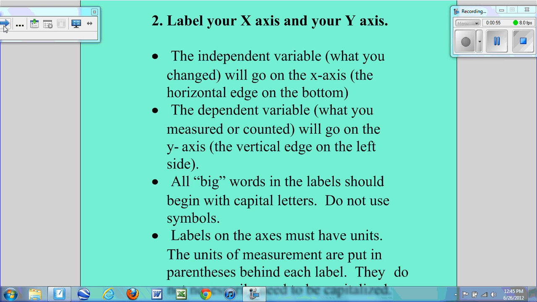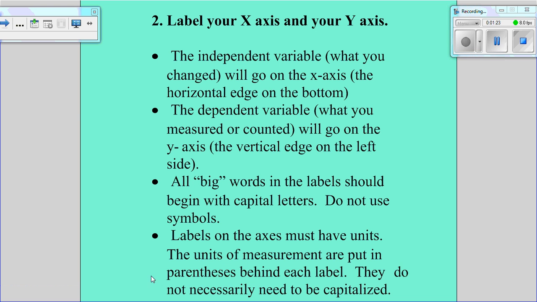The independent variable, what you changed in this experiment, which is the length of the pendulum, will go on the x-axis, which is the horizontal edge on the bottom. It goes this direction. The dependent variable, what you measured or counted in this experiment, the number of cycles in 15 seconds, will go on the y-axis, which is the vertical edge on the left side, so the one that goes up and down. All big words in the labels should begin with capital letters.